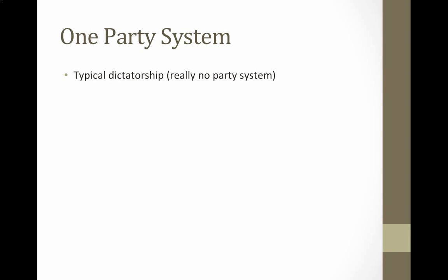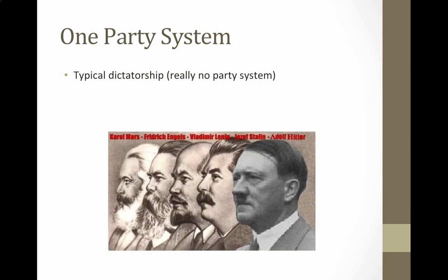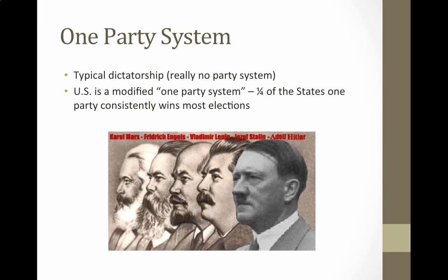A one-party system you would be familiar with is like a dictatorship. When you have one party, you really have no party system because everybody's going to vote for the same person. And I put some famous dictators down here. You know, Adolf Hitler, I mean, seriously, you have the Nazi Party, and then you have the Nazi Party. So there's really no other party that you have available to you.